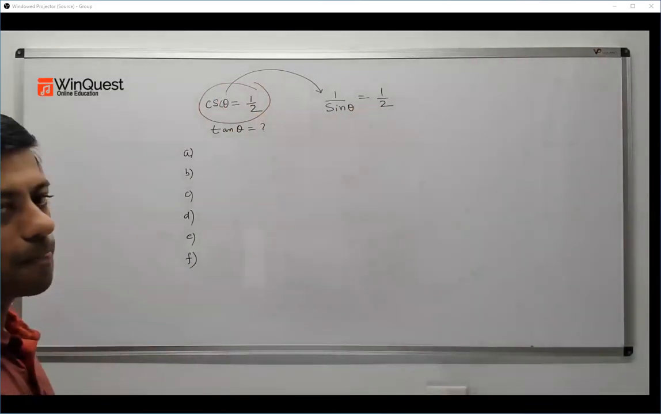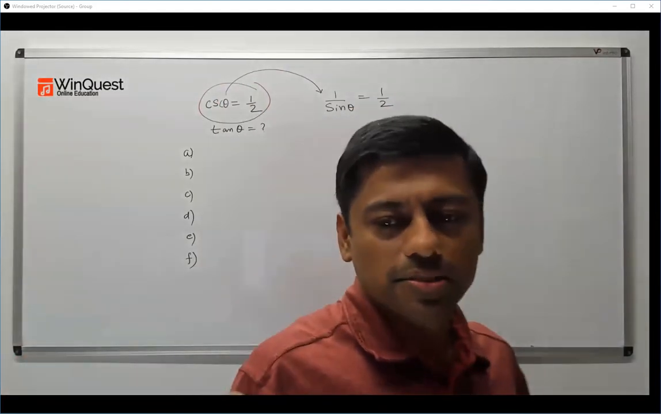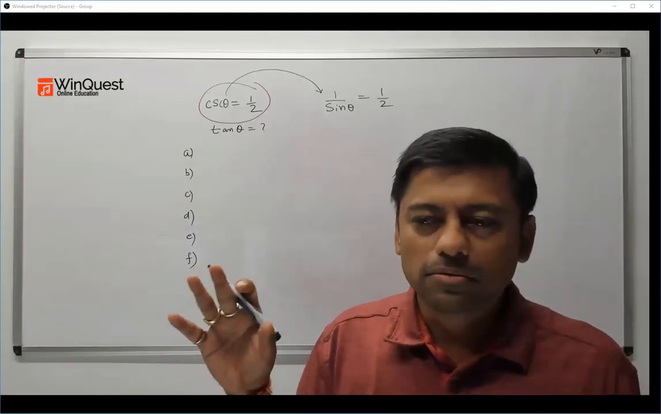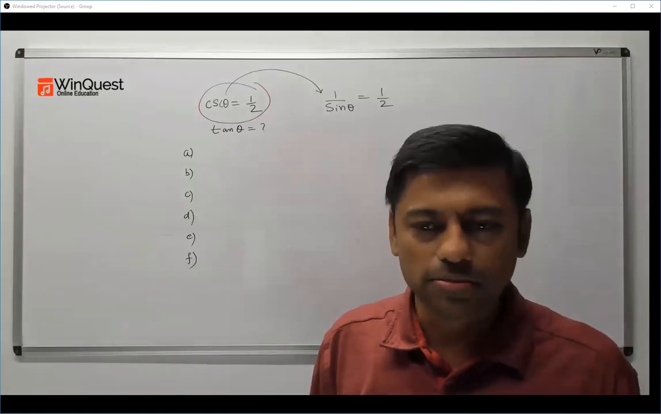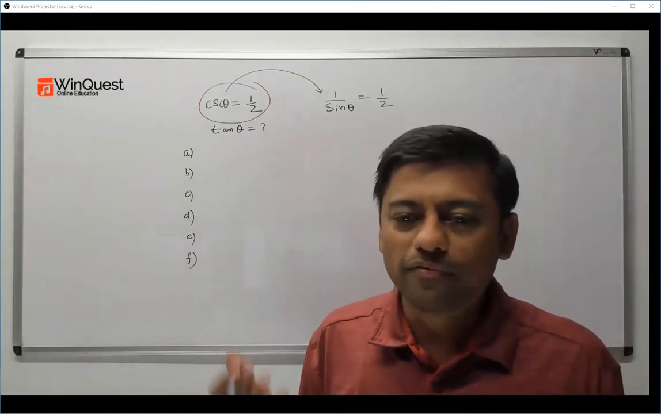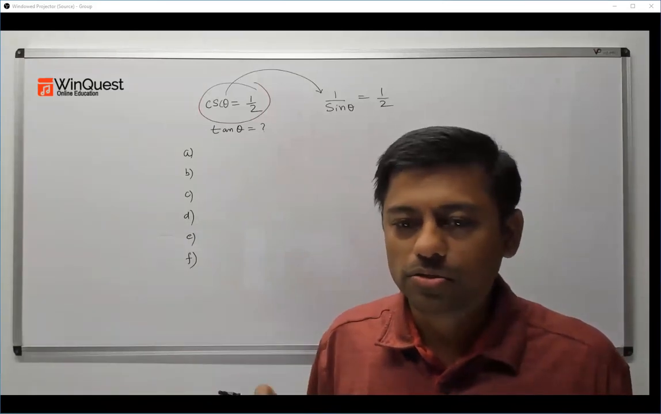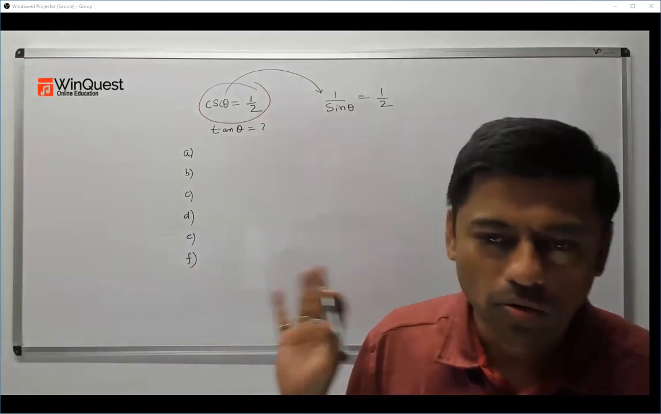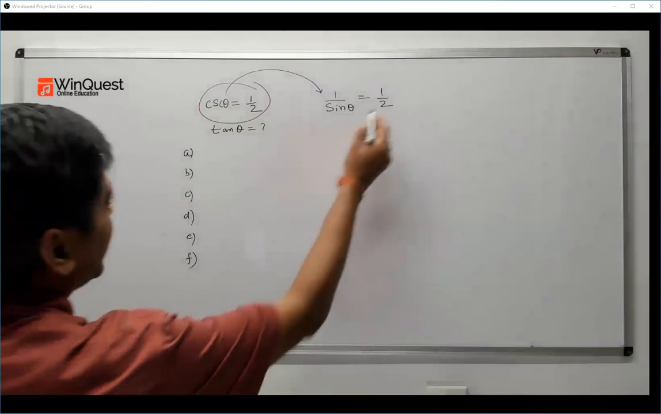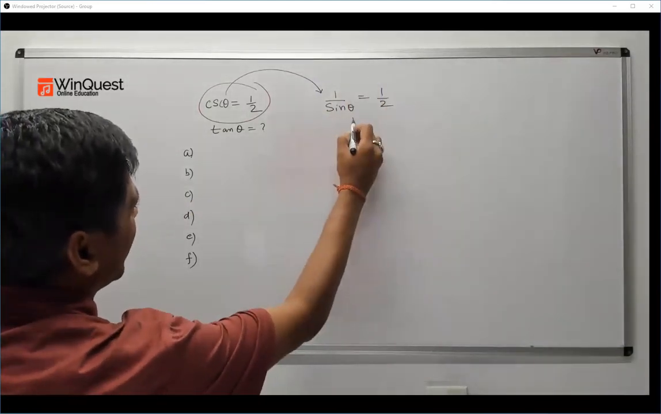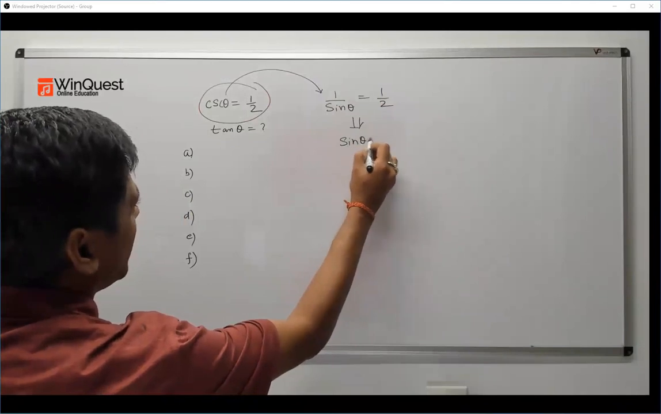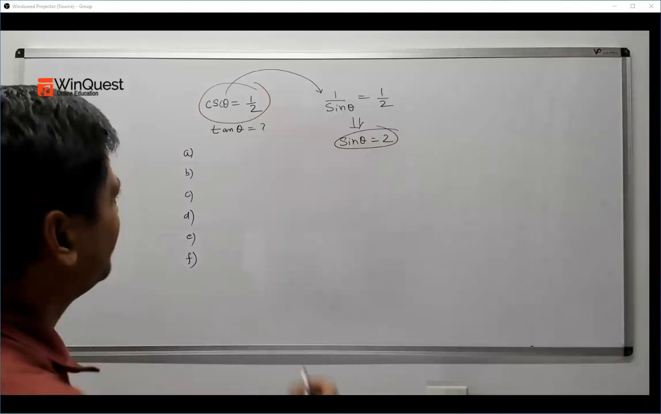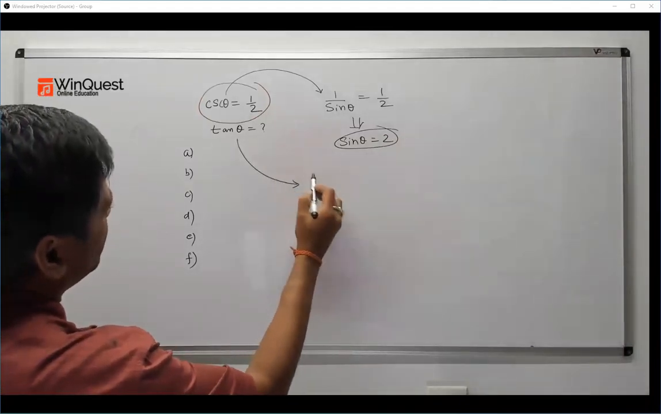Yes. The first important thing is if you have reciprocals given, try to come to sine, cos and tan. It's easier to manage. People are not very comfortable with reciprocals. So if 1 by sine theta is half, I can simply write sine theta equals 2. Can I do that? Yes, simple algebra.